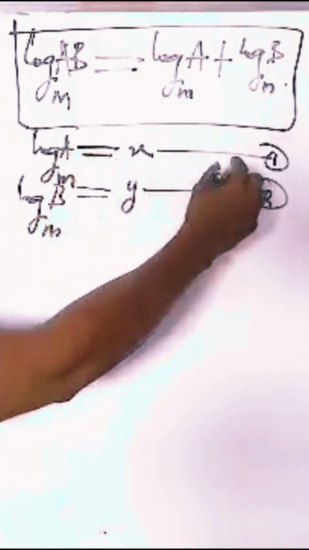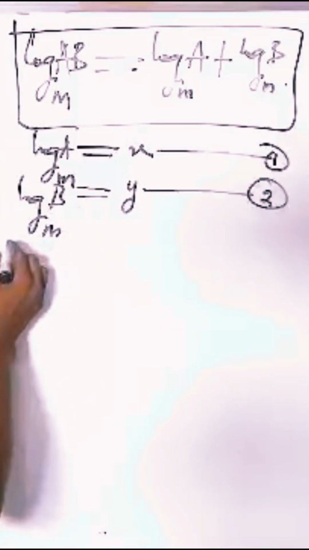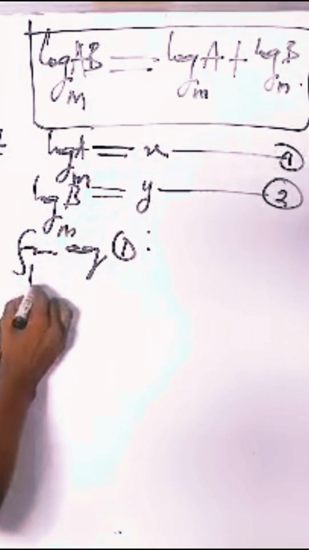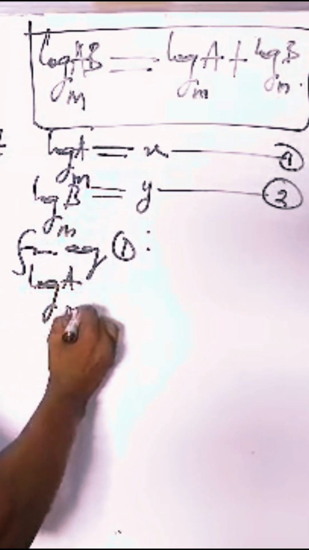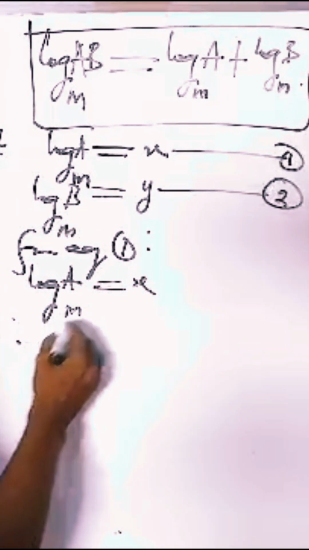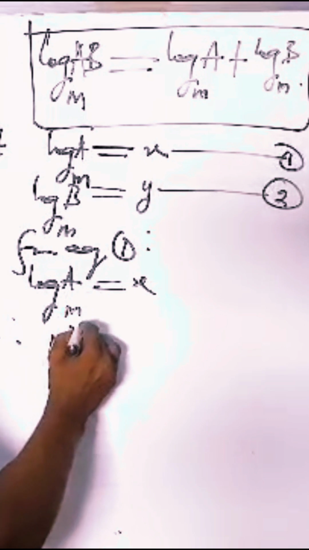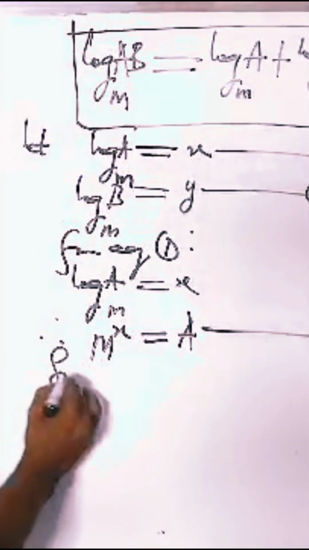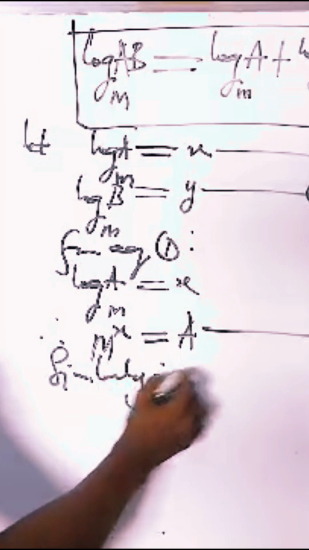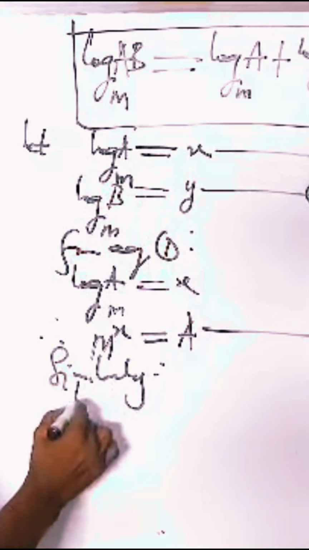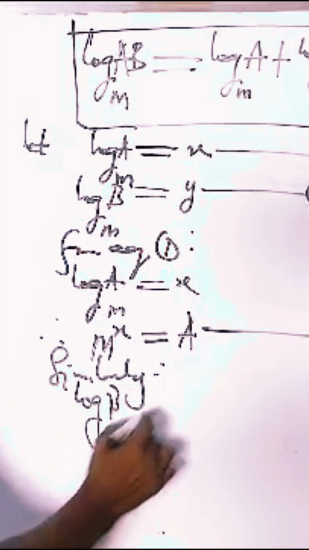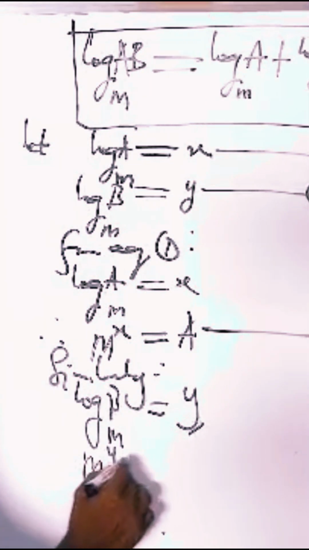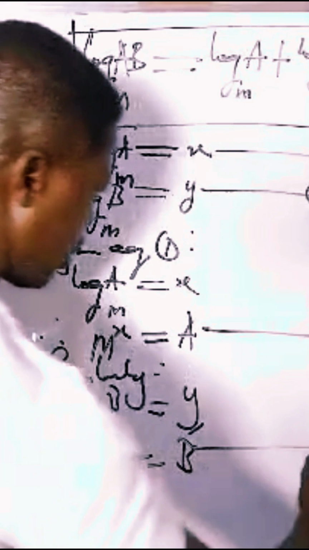From equation 1, we have the log of A to base m is equal to x. Therefore, m raised to x is equal to A. This is called equation number 3. Similarly, from equation 2, we have the log of B to base m to be equal to y. Reinterpreting it, we have m raised to y is equal to B. I call it equation number 4.